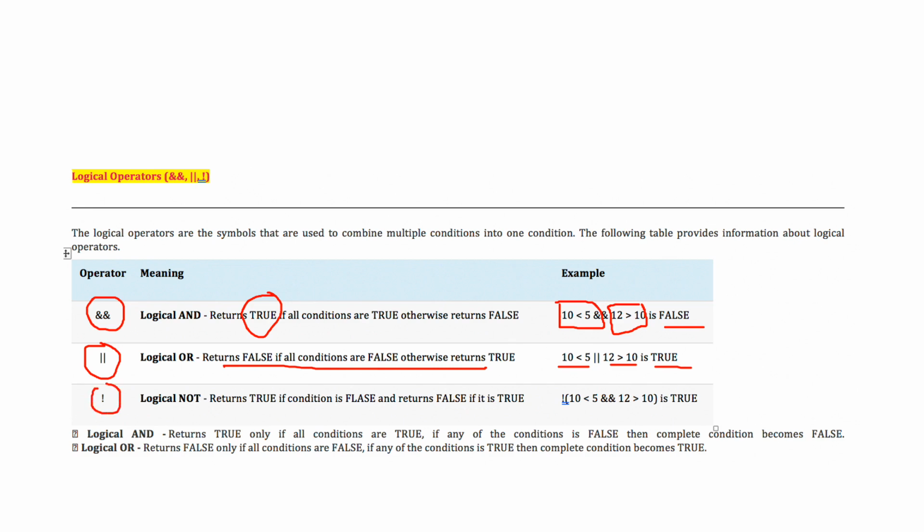Now this is the not operator. It will return true if the condition is false and returns false if it is true. So for example, here you have not, and then I have this. If what is inside this expression is false, the not of false will be true. So 10 less than 5 is false, and we are combining it with AND 12 greater than 10, which is true. So this expression will give us false, so not false will give you true.